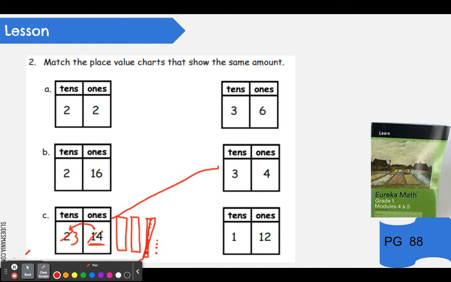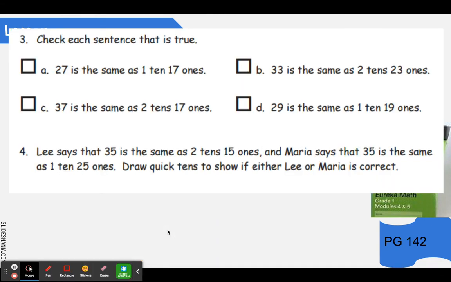Okay. Once you're done, you're going to go ahead and go to number 3 and number 4. Number 3, what you have to do is check the sentences that are true. So if it's true, you will put a check on there to make sure that the sentence is true.